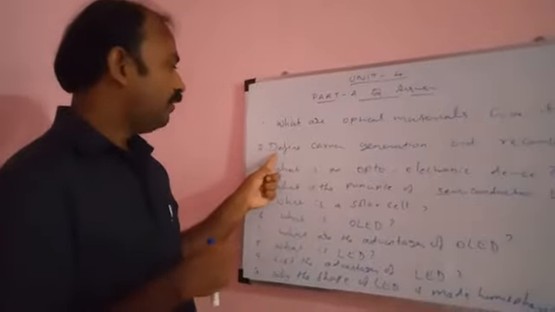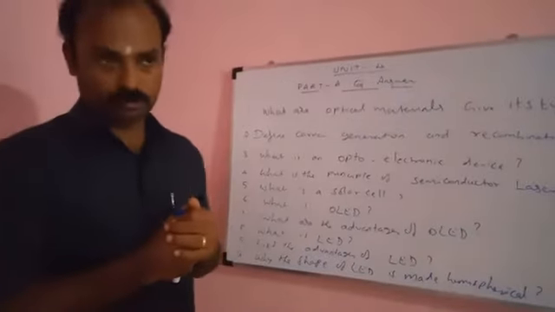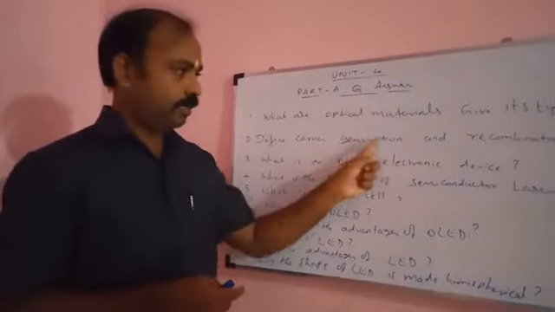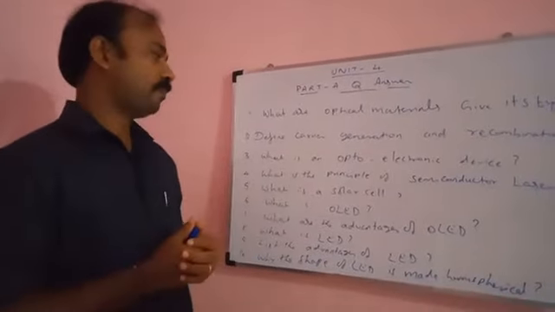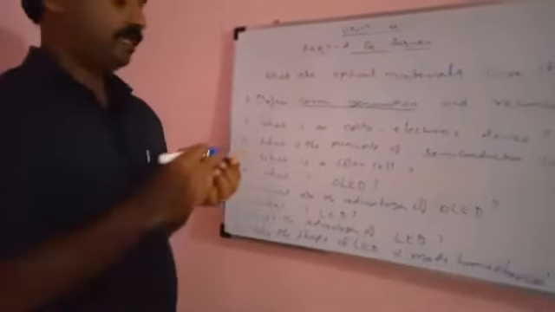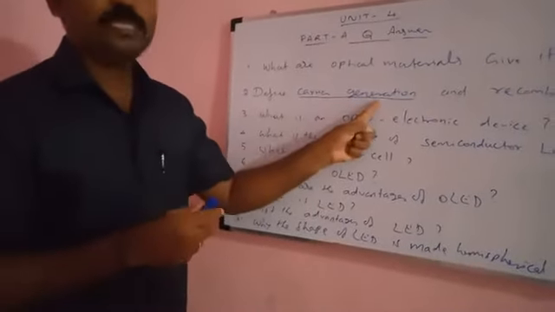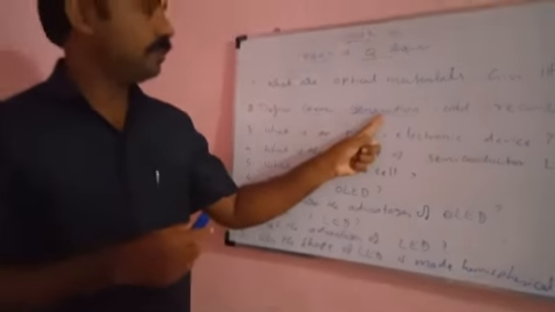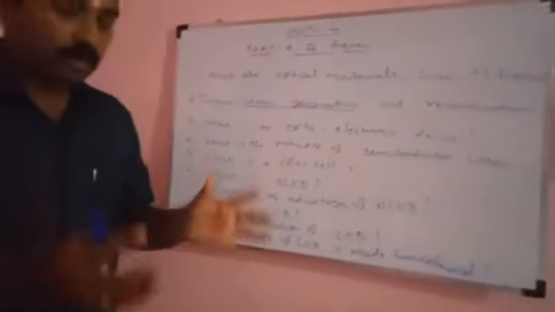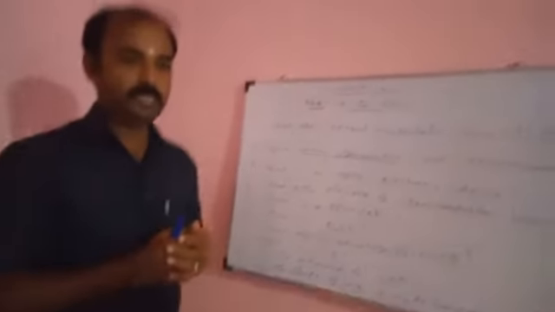The second one is: define carrier generation and recombination. Or sometimes they ask, what is carrier generation and recombination? First, see about carrier generation. Carrier generation is a process of generating electron hole pair.